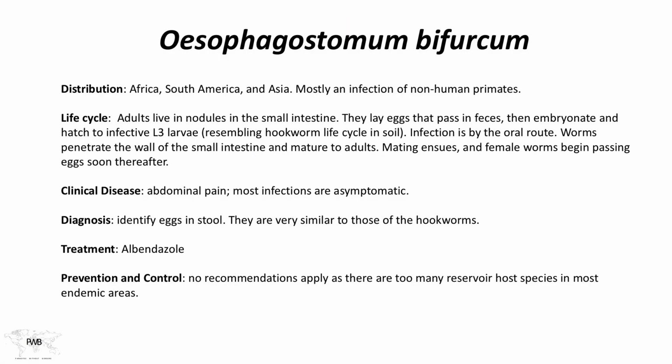The eggs are swallowed as third stage, they hatch, they then penetrate the wall of the small intestine and mature to adults. Mating ensues, females start to pass eggs, that completes the life cycle. Now, in most human infections, Esophagostomum does not cause severe clinical disease. There's abdominal pain. Most infections, however, remain asymptomatic. And the eggs that are discovered are often confused for those of hookworm eggs because they resemble them in morphology as well.